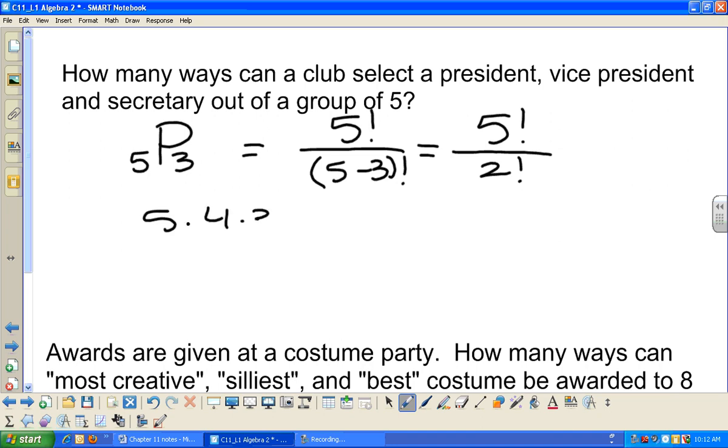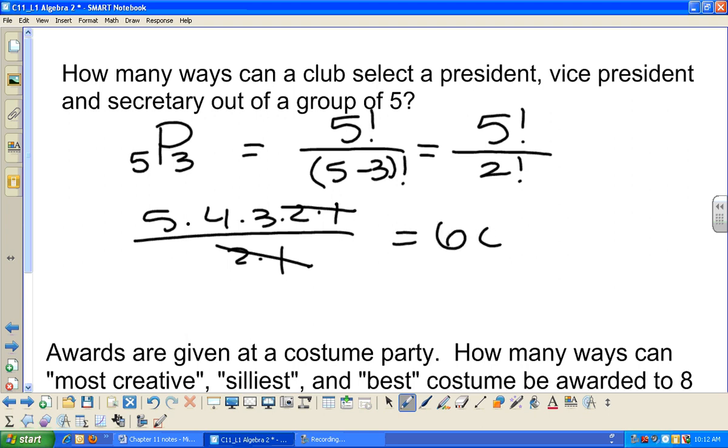When I write this out, my 2 and 1s will always cancel out. So you should always have numbers on the top and bottom canceling each other out. So here would just be 5 times 4 times 3, which is equal to 60.